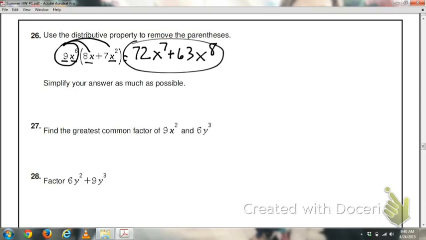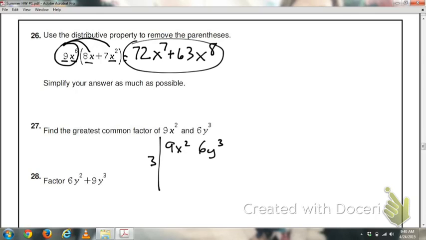For 27, find the greatest common factor of those two. I'm going to show you a little trick that I learned from another teacher that I kind of like. If I'm trying to find the greatest common factor, I use this table. Maybe you've seen this before too. So I'm going to write 9x squared and 6y to the 3rd next to each other, and I put a little bar here. Then I ask myself, is there anything I can divide out of both 9x squared and 6y to the 3rd? And hopefully you recognize you can divide both 6 and 9 by a 3.